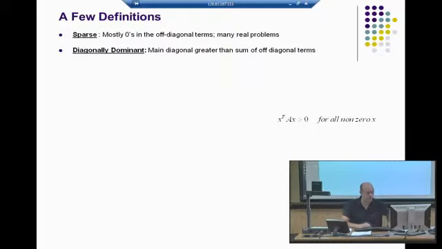Let me discuss a few different definitions, and these are definitions that will be important in our class. So one of them is a sparse matrix. A sparse matrix is one that has got mostly zeros in the off-diagonal terms. So you can have a million by million system of equations, and so that's a huge matrix, obviously. But in reality, most of those elements will just be zero, and only a small percentage of them will have non-zero elements in it. So we call that a sparse matrix.